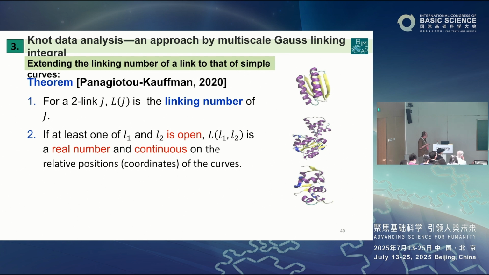Here is the theorem. For a two-component link, the Gauss linking integral is the linking number of the link, so we use the same notation as the linking number. If at least one of the curves is open, then the Gauss linking integral is a real number and continuous on the relative position of the curves.